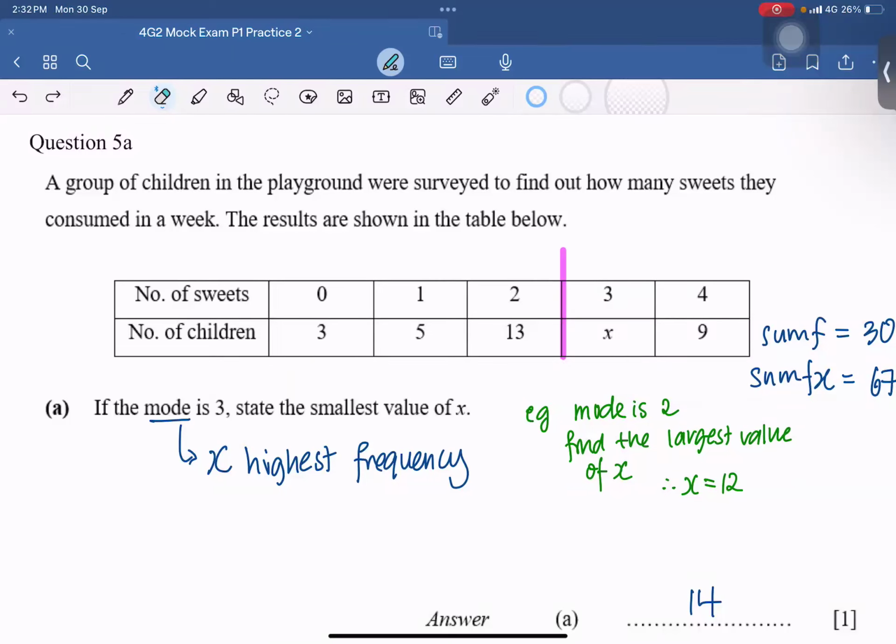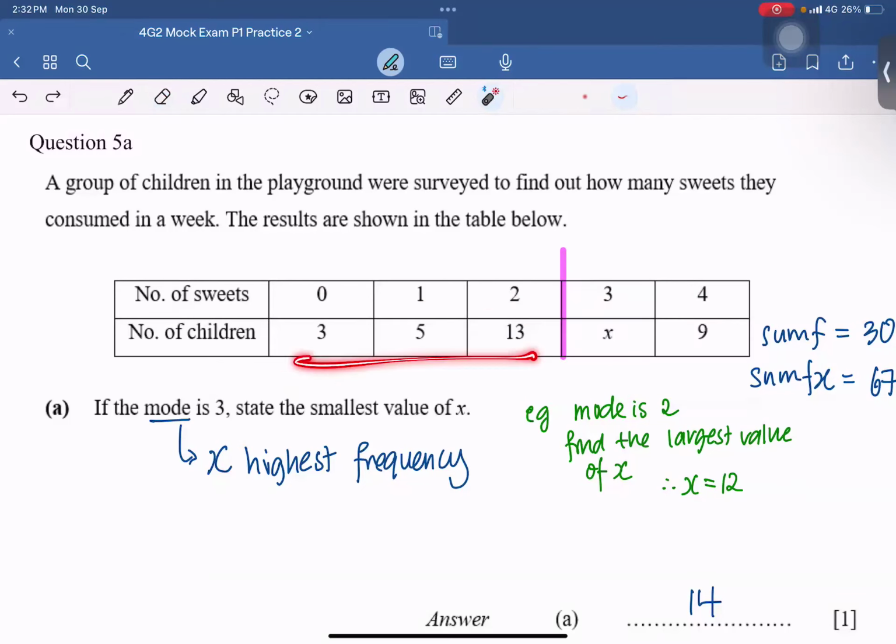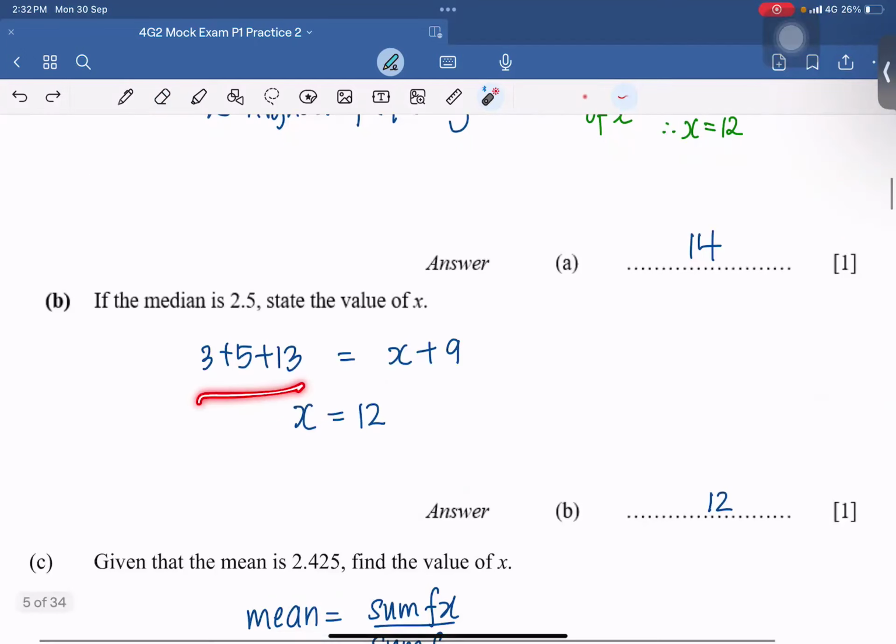Okay, so what I need to do, I need to take 3 plus 5 plus 13. And then this side is x plus 9. What is the relationship between them? Take this and then put them what? Right in the middle. So they equal. They must balance. Yes. So this side and this side must equal to each other. Then you go and solve for your value for x.